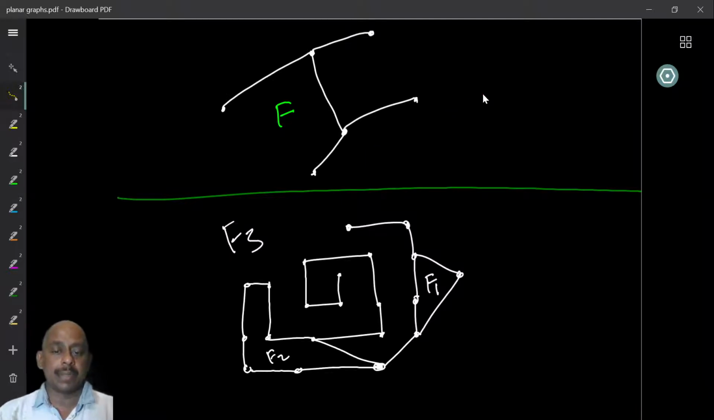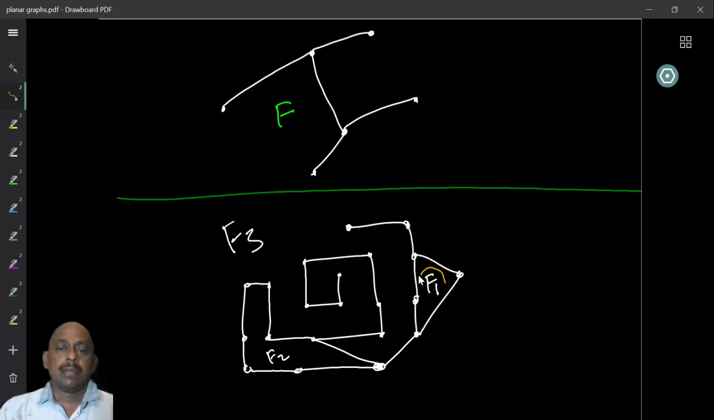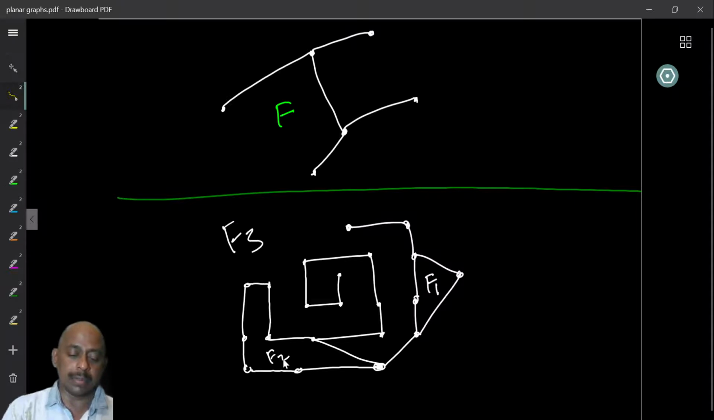In the second example, you have another graph with a very nice looking embedding, and you can see there are exactly three faces. What are these three faces? The first face is bounded by four edges that form a cycle. Then you have another bounded face, which is F2 marked here, which has 1, 2, 3, 4, 5, 6, 7, 8 edges.